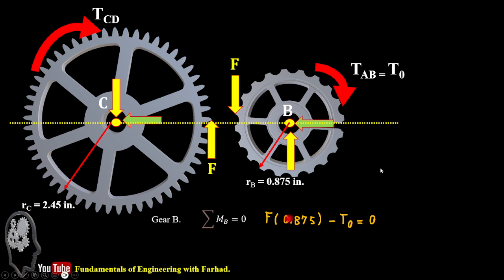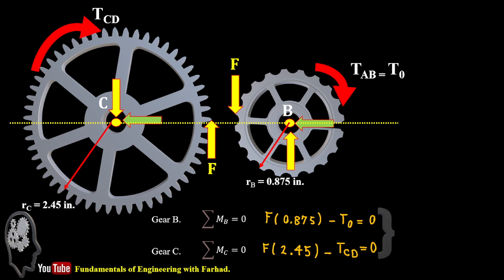Do the same for gear C. We can have the summation of moments about C, the center, goes to 0. Then again, the same contact force times the radius should be cancelled out by TCD. As soon as we have that, F times 2.45 inches minus TCD goes to 0. Solving these two equations gives us a relation between the two torsional torques of the gears. So TCD is equal to 2.8 T naught.